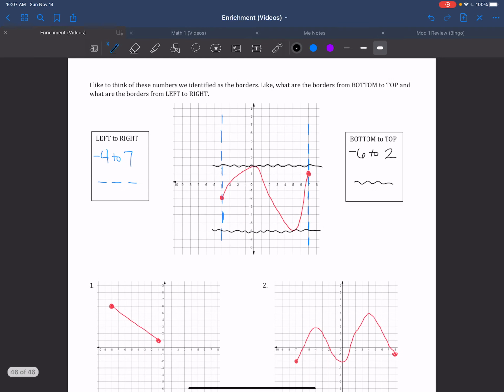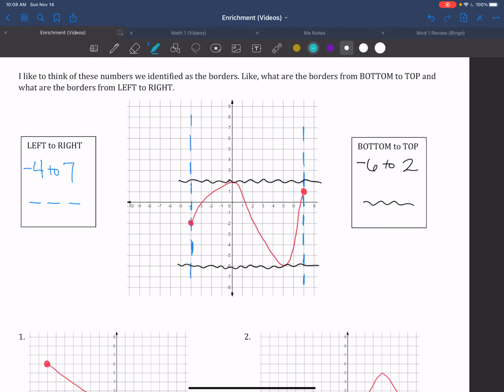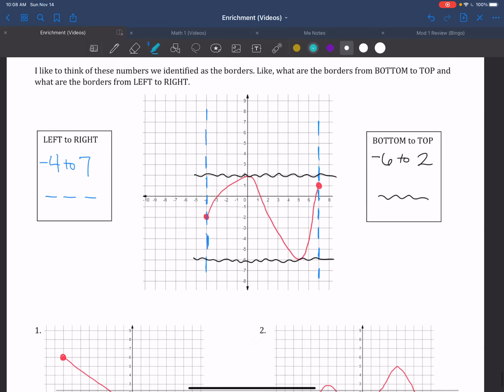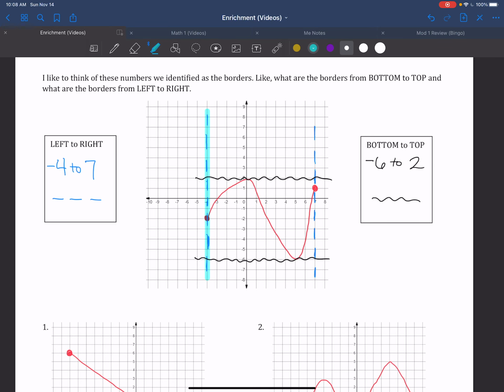So now what we're going to do is look at figuring out left to right and bottom to top at the same time. And these numbers are kind of like the borders that go around the graph. Okay, so like in this example that's already completed, right? Going from the left here to the right, all the way from the left to the right, we go from -4 to 7. Then going from the bottomest part of the graph to the tippiest top of the graph, we go from -6 to 2.